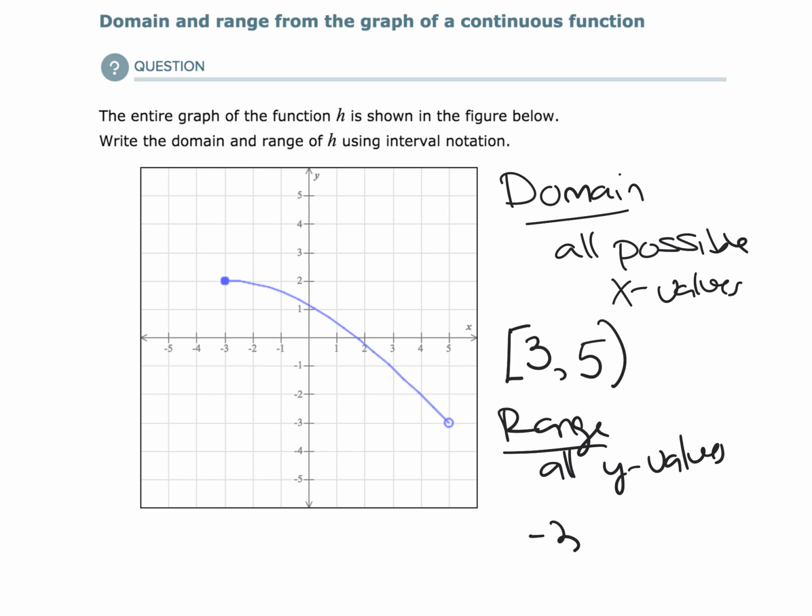So -3 and 2. Now this dot is at the low end of our range. The open circle is at the low end of the range, so we don't want to include that. And the 2 is at the high end, and the 2 is included because that's a closed circle. So we go like that.